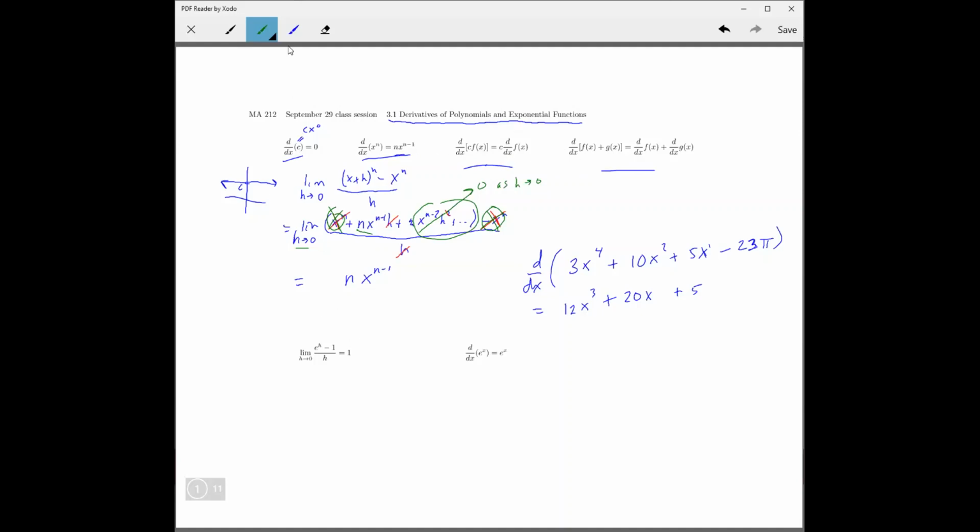Okay, so that's polynomials. Now exponential functions. The way that this textbook defines e is: e is the number such that the limit as h goes to 0 of (e to the h minus 1) all over h is equal to 1.